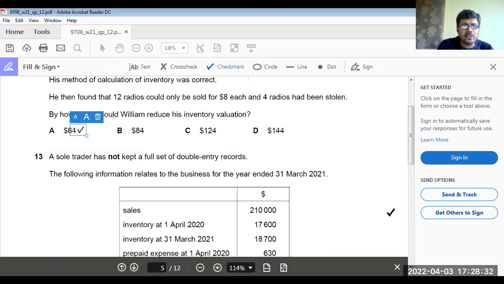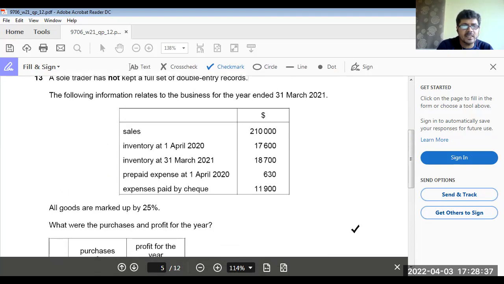Now, a sole trader has not kept a full set of double entry records. The following information relates to his business for the year ended 31st March 2021: sales, closing inventory, opening inventory, opening prepaid expenses paid by check. All goods are marked up by 25%. Here I am giving you a trick which I learned when teaching ACCA. If markup is 25%, it means margin is 20%. So 2,10,000, the cost of sales is 80%, 2,10,000 multiplied by 80%. The answer 168,000 is the cost of sales.